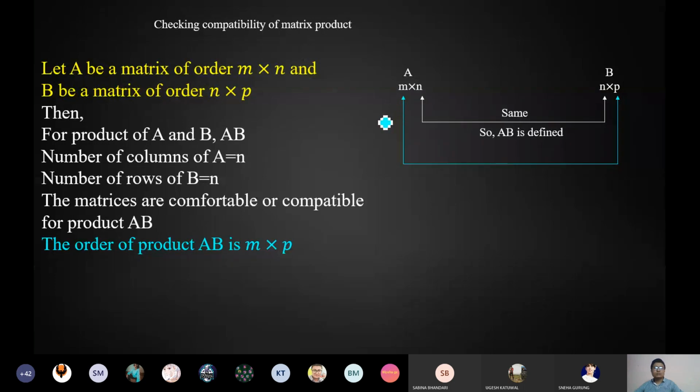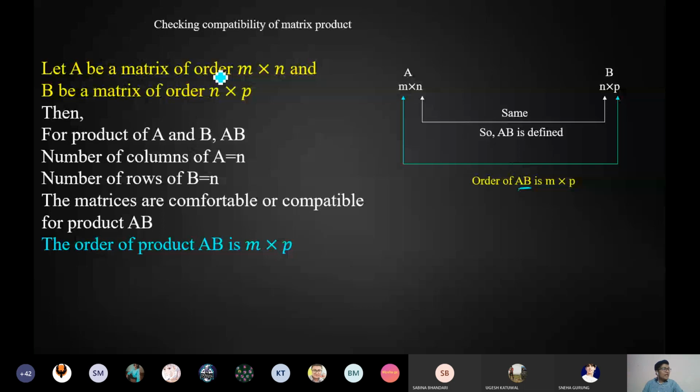Then what is the order of the new matrix AB? The order of the product AB is m cross p. Just copy it fast. Do it fast, okay?